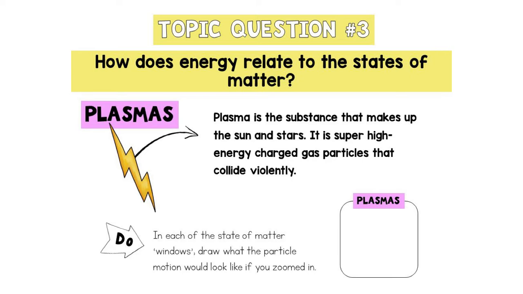Now, let's add even more energy and see what happens. Well, you get plasma, the fourth state of matter. Plasma is a substance that makes up the sun and the stars. It's super high energy, charged gas particles, and they collide very violently.